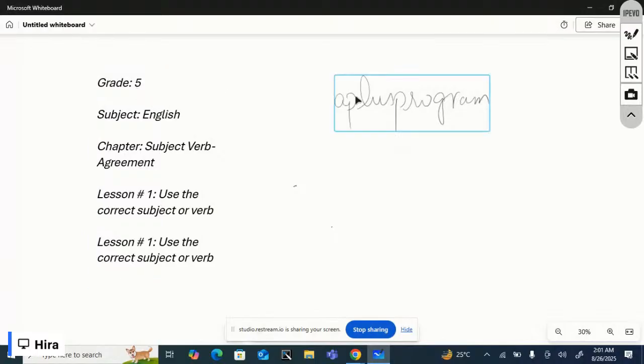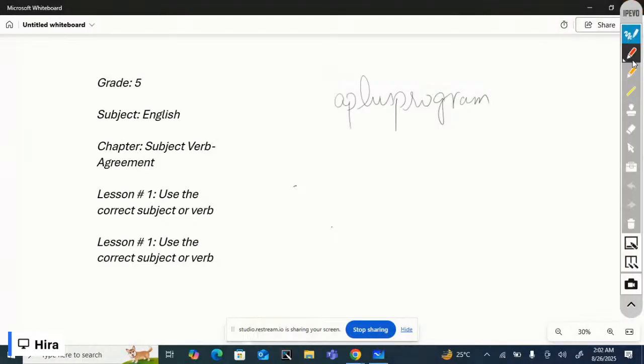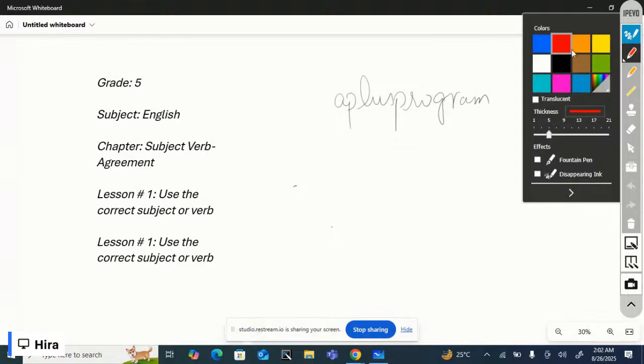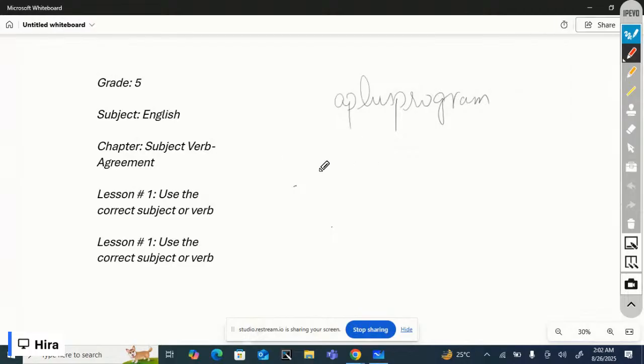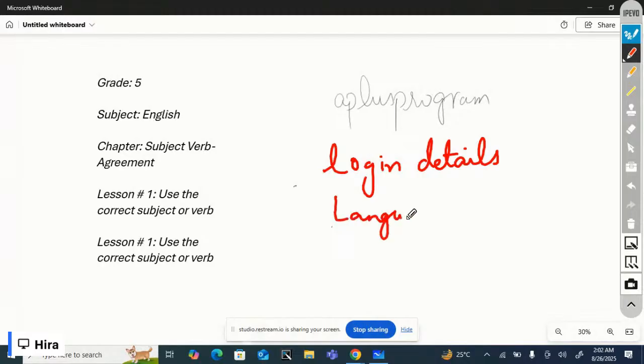For this you need to go to A plus program, use your login details, your name and your password, move to language arts, and the grade is 5.